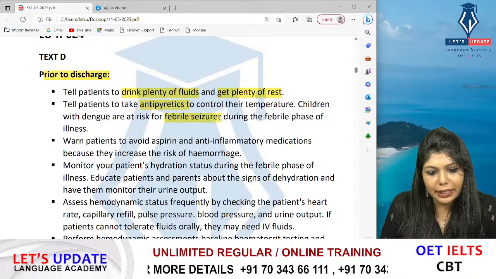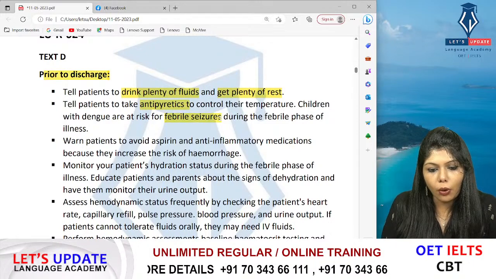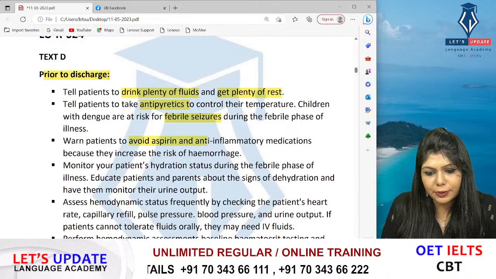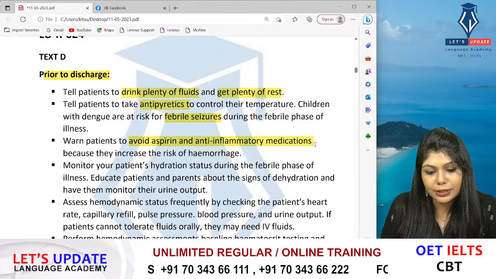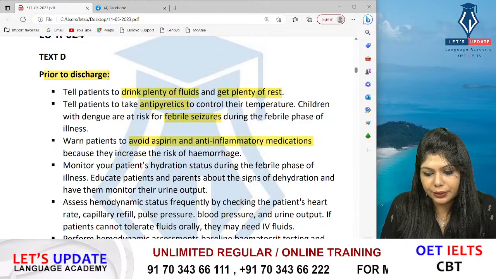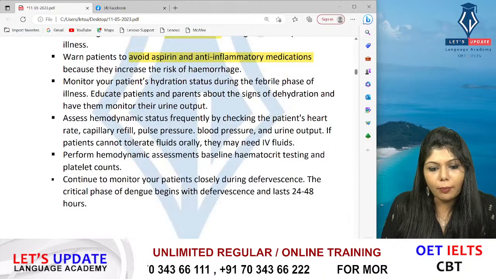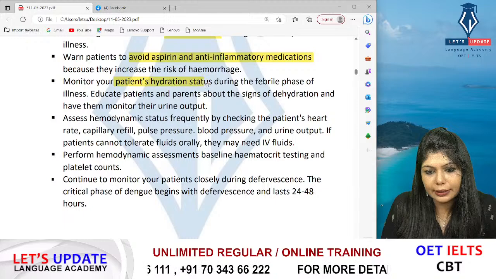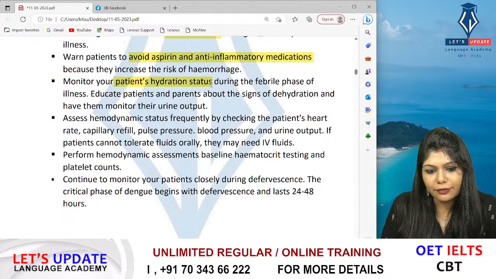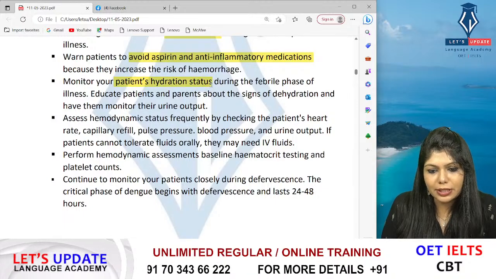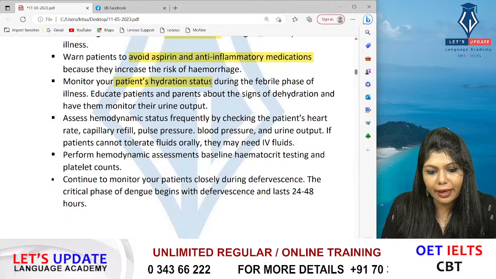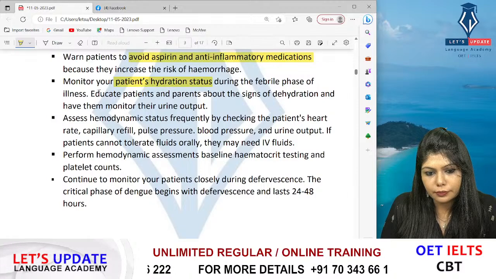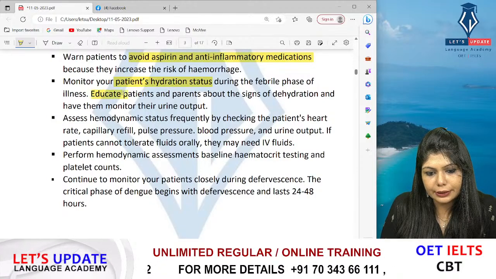Moving to the next point, warn patients to avoid aspirin and anti-inflammatory medications because they increase the risk of hemorrhage. Moving on, monitor your patient's hydration status. Just highlight that. During the febrile phase of the illness, educate patients and parents about the signs of dehydration and have them monitor the urine output.